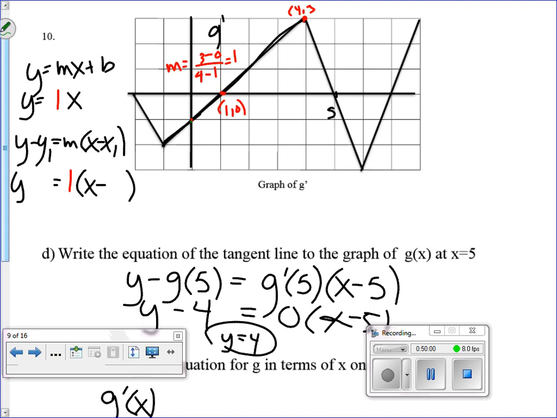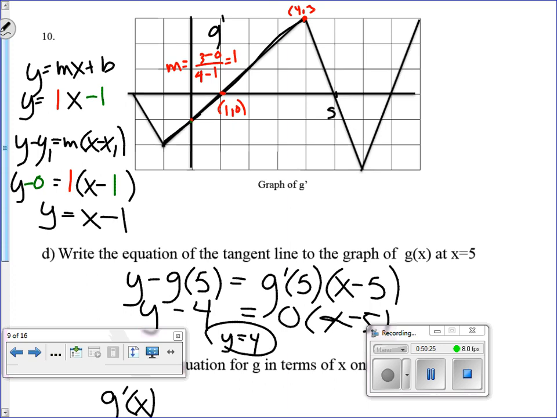Right? So b is -1. So the equation of that line is y equals x minus 1. The other way, if you didn't know where it crossed, you could pick any point on it. Let's take the point (1, 0). Plug in the x-coordinate for x1 and the y-coordinate for y1. And when you solve for y, you still get y equals x minus 1.